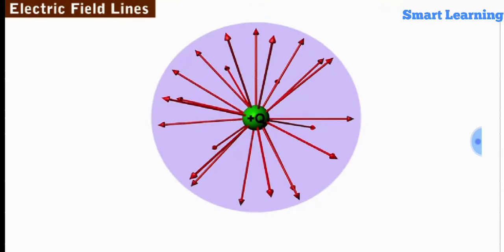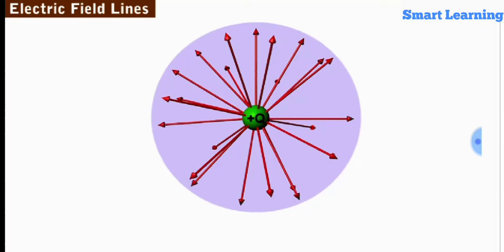Electric field lines help us estimate the electric field strength. The relative density or closeness of the field lines at different points gives an indication of the relative strength of the electric field at those points. The field strength is stronger at places having more crowded field lines than at places where they are less crowded.